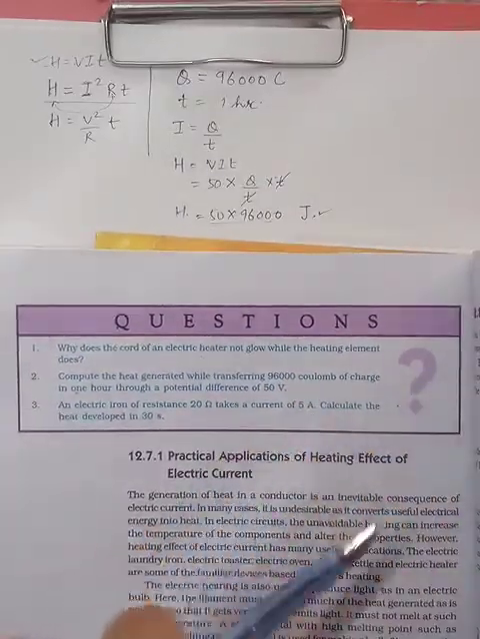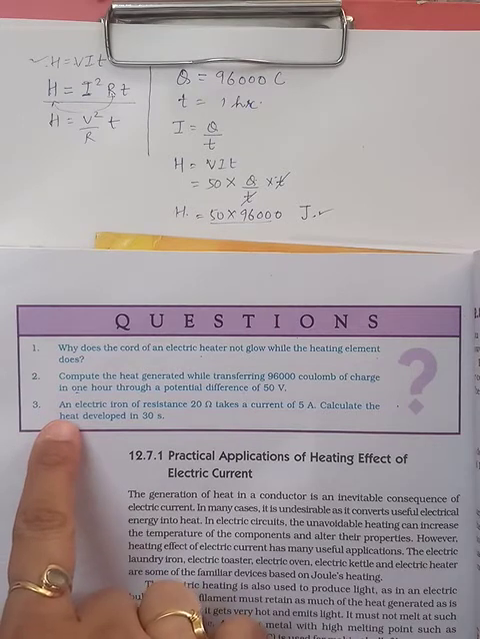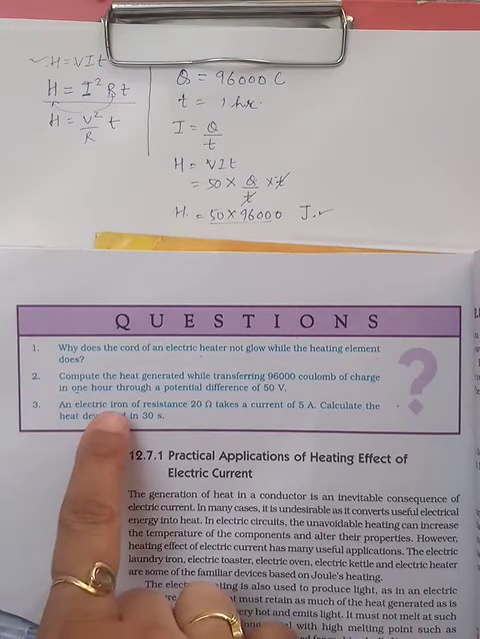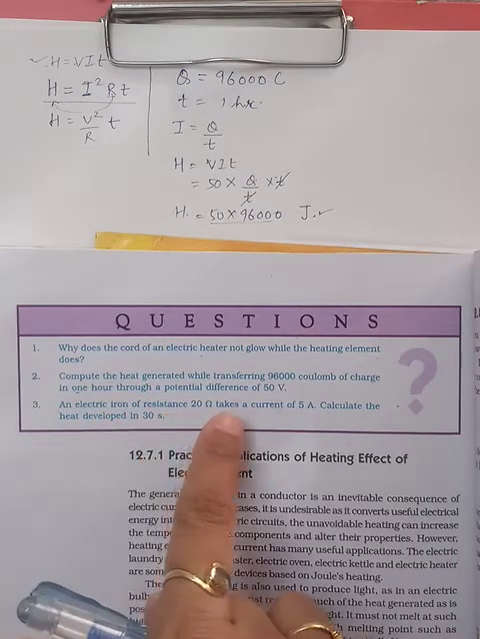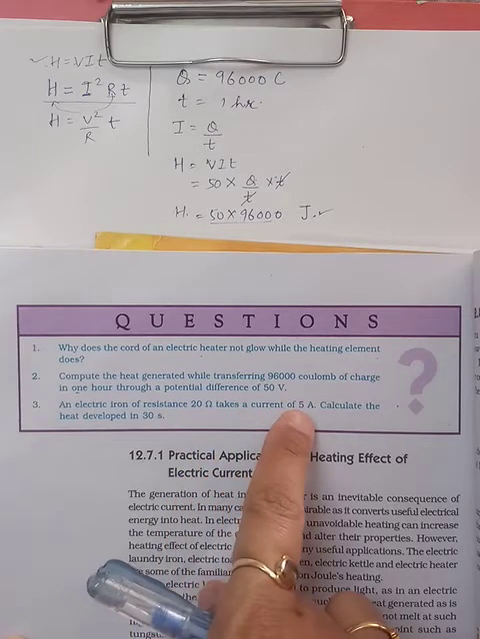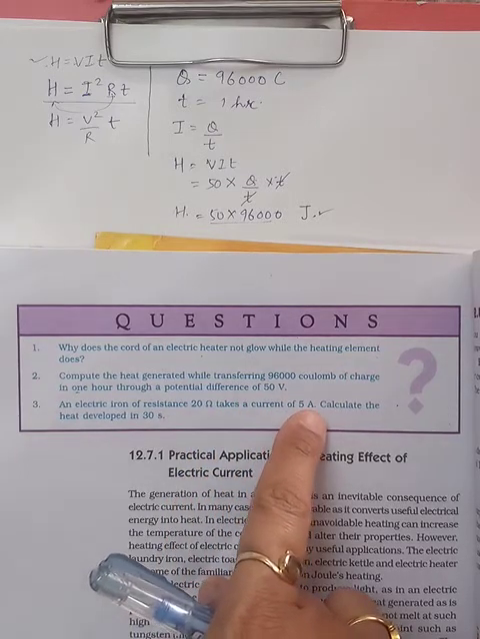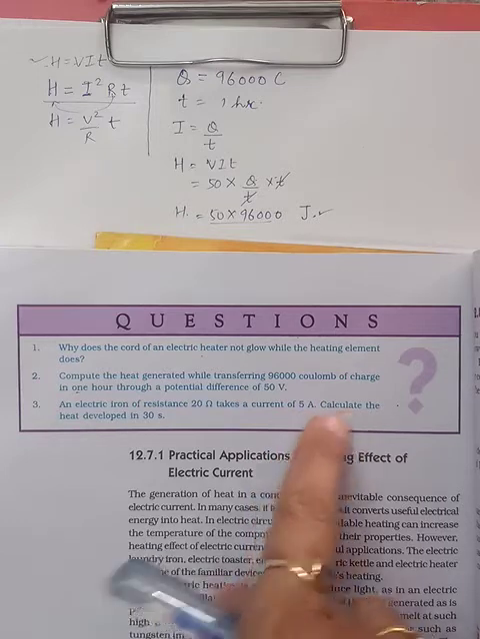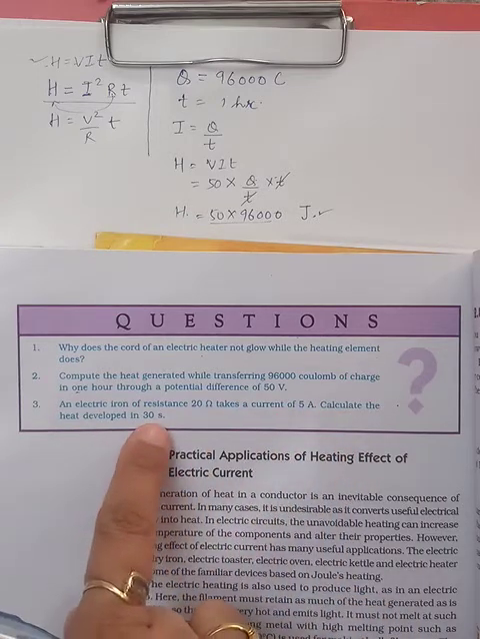Now the next question, number 3. An electric iron of resistance 20 ohm takes a current of 5 ampere. Calculate the heat developed in 30 seconds.